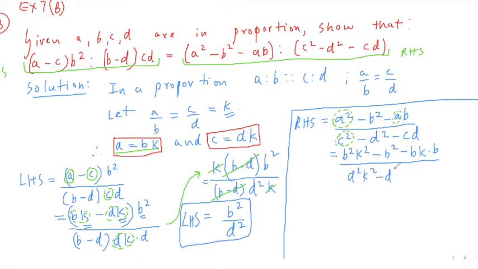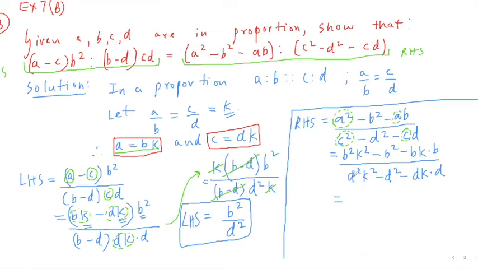Minus d squared, minus cd. So instead of c, I'll write dk. Okay? I'll write dk into d. Is that fine? Yes, sir. Those substitutions.